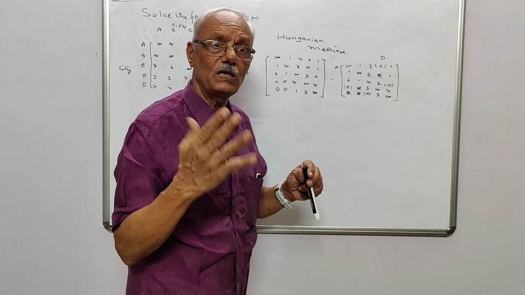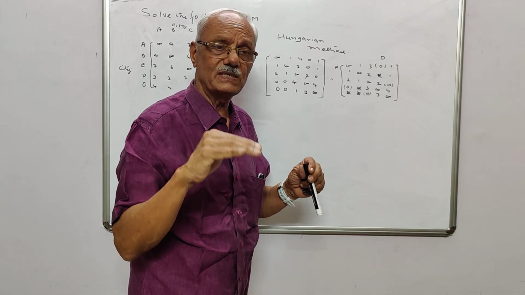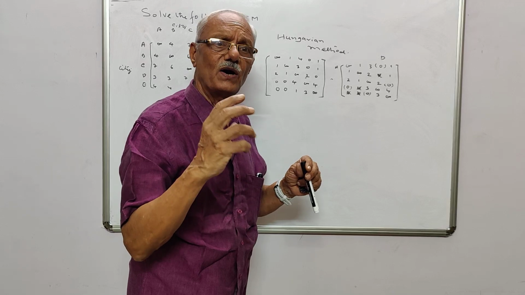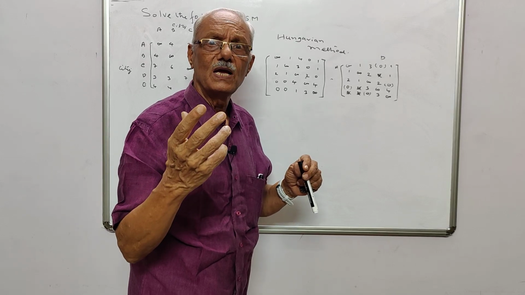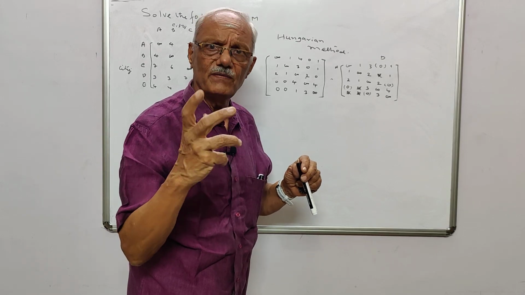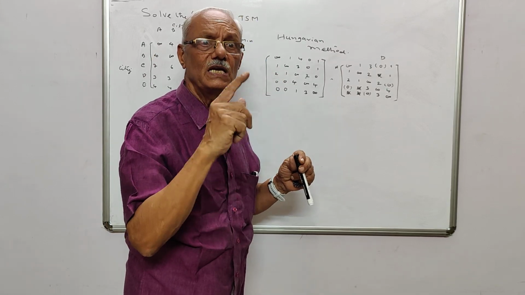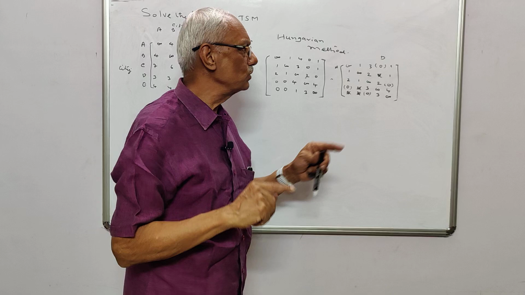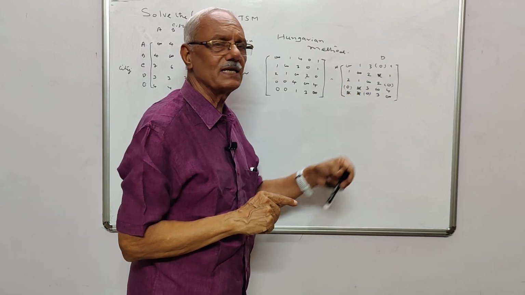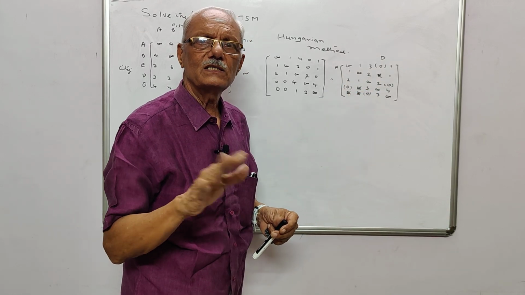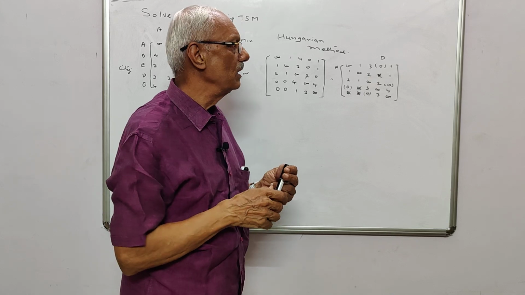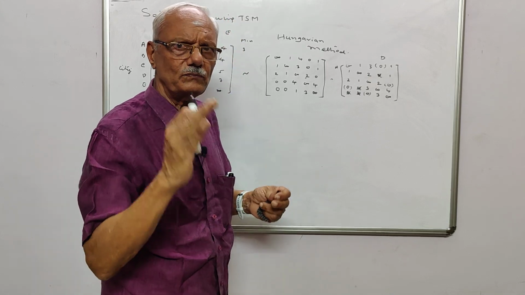As I told you in my previous classes, if there are 5 machines, then there must be 5 jobs, and every machine has to be given a job, and every job has to be given a machine. Can you understand? It's one to one. So here you see that it is not assigned, so it means that the solution is not optimal.